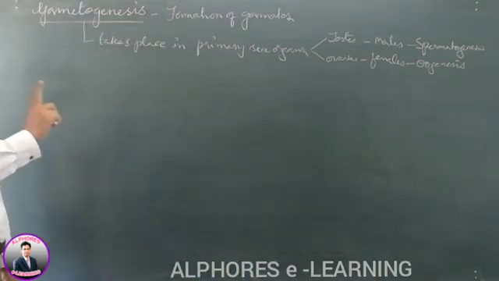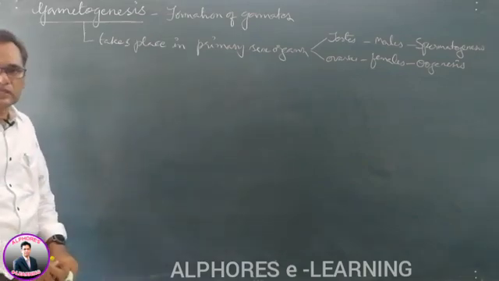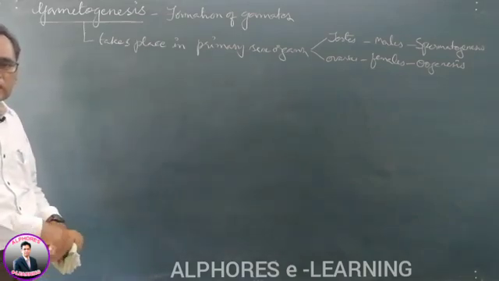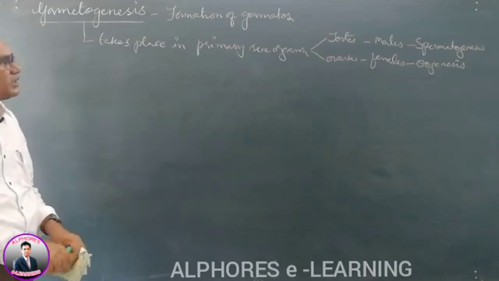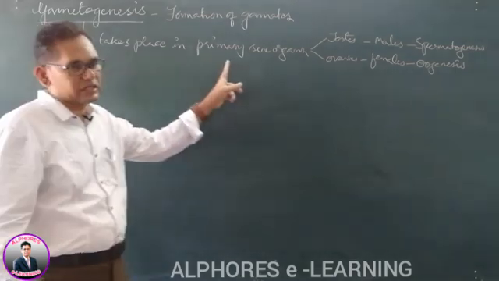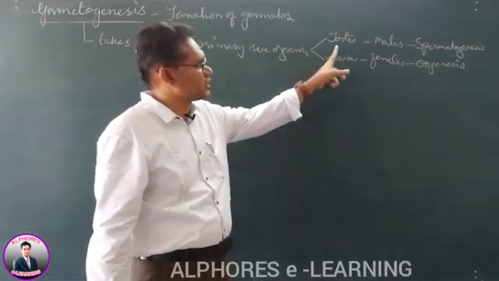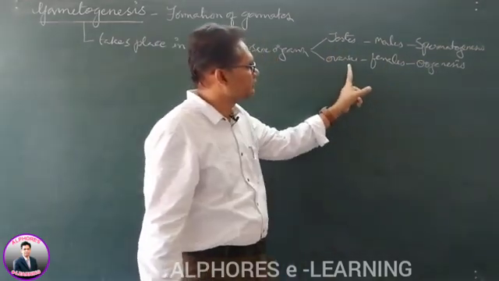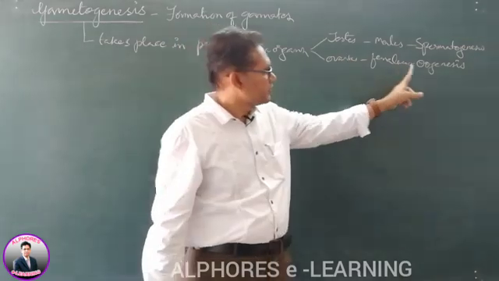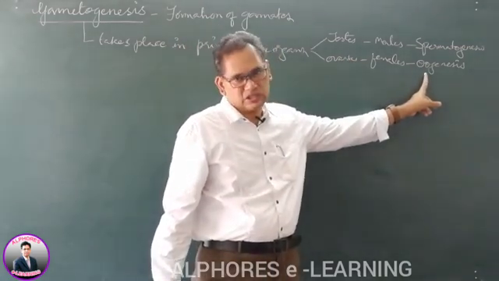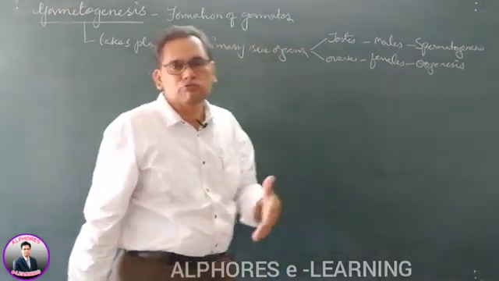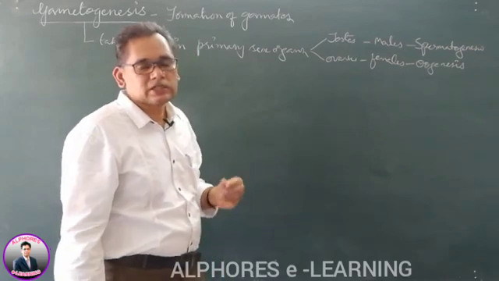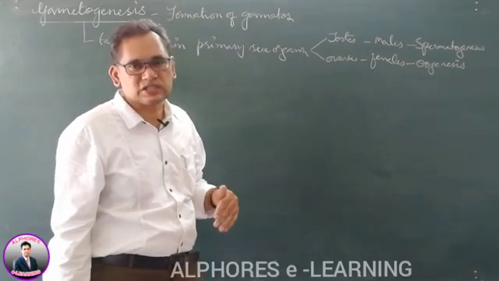This is gametogenesis, formation of gametes in both males and females. It takes place in the primary sex organs. In males it is in the testis, and this process is called spermatogenesis, whereas in females it takes place in ovaries, and this process is called oogenesis. First we will discuss spermatogenesis, which takes place in the testis.